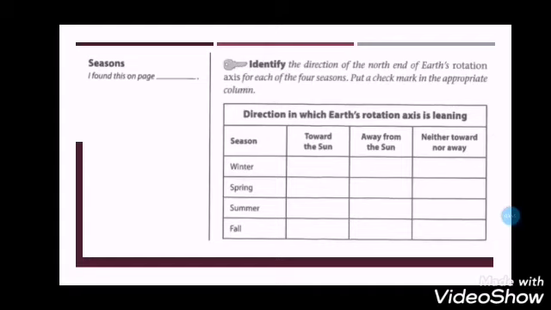Identify the direction of the north end of Earth's rotation axis for each of the 4 seasons. Put a check mark in the appropriate column. The answer to this question is found on page 731. So, the seasons: the axis is tilted toward the Sun during spring and summer, away from the Sun in winter and fall.